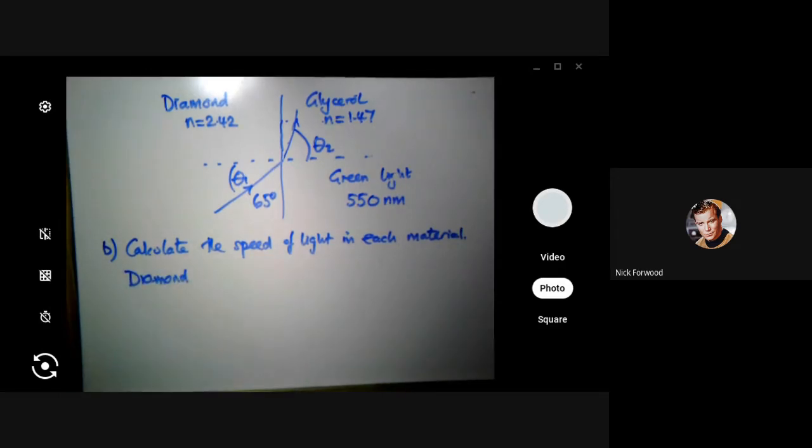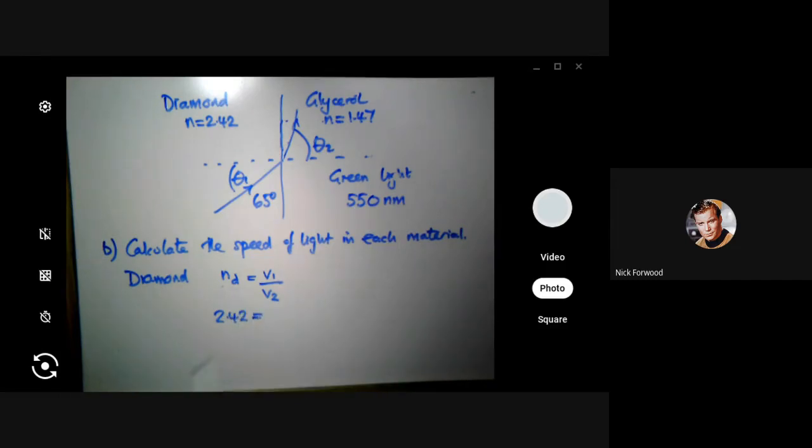Okay, we can use our formula, n for diamond. You don't have to use this symbology here. You could just put n, it doesn't really matter. But we're going to go back to our big mega formula on the sheet. And quite simply, n is v1 over v2. For diamond, 2.42.